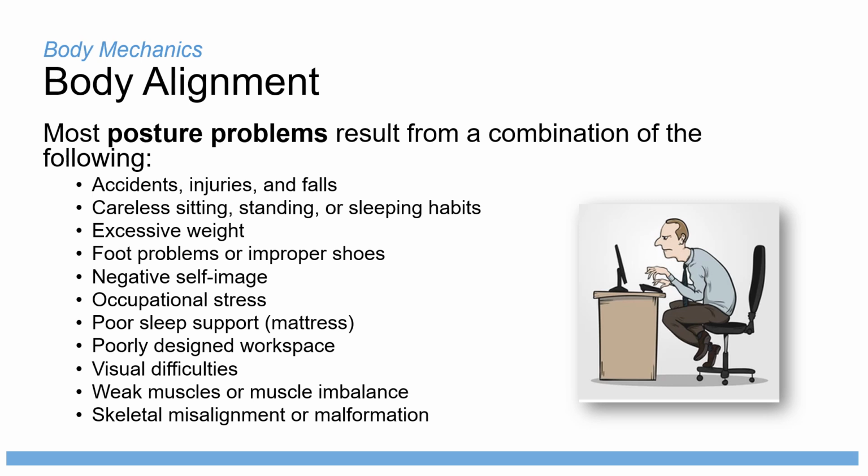Occupational stress, poor sleep support, if your workspace is not ergonomic, meaning that it doesn't support good posture. Visual difficulties, which make you lean and squint, weak muscles or muscle imbalance, skeletal misalignment and malformation, which we're going to talk about.